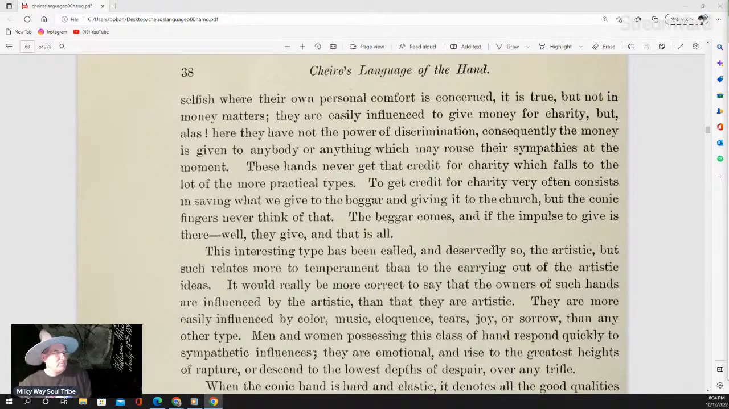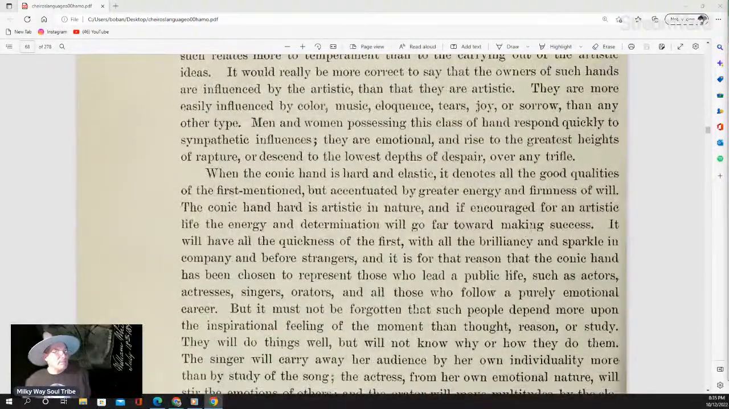The conic type has been called, deservedly so, the artistic, but such relates more to temperament than to the carrying out of the character or the artistic ideas. It would really be more correct to say that the owners of such hands are influenced by the artistic, rather than that they are artistic. They are no more easily influenced by color, music, eloquence, tears, joy, or sorrow than any other type. Men and women possessing this class of hand respond quickly to sympathetic influences. They are emotional.